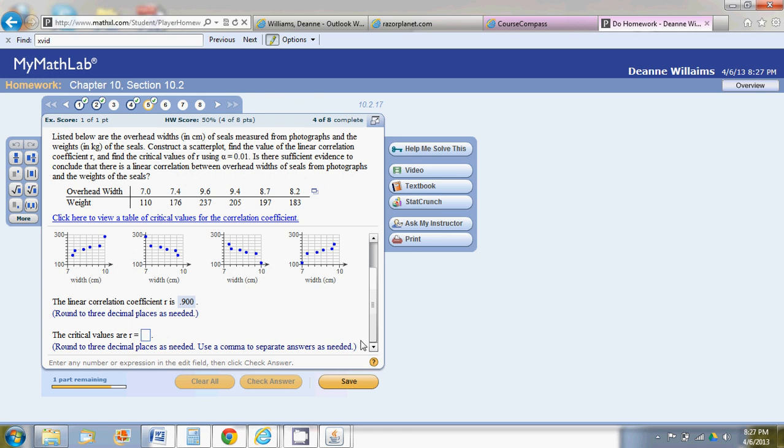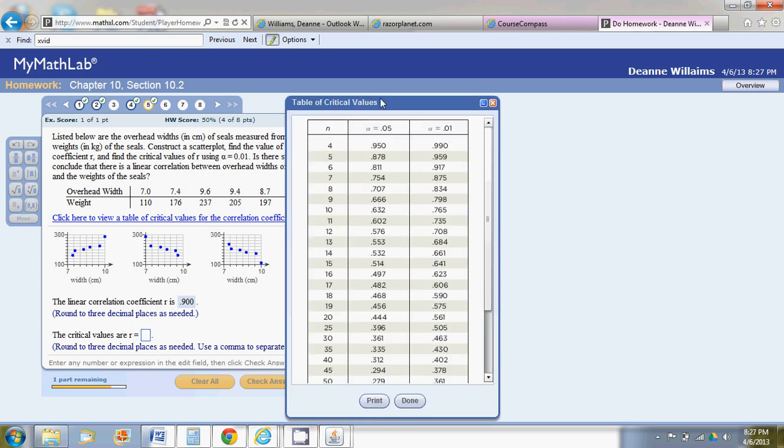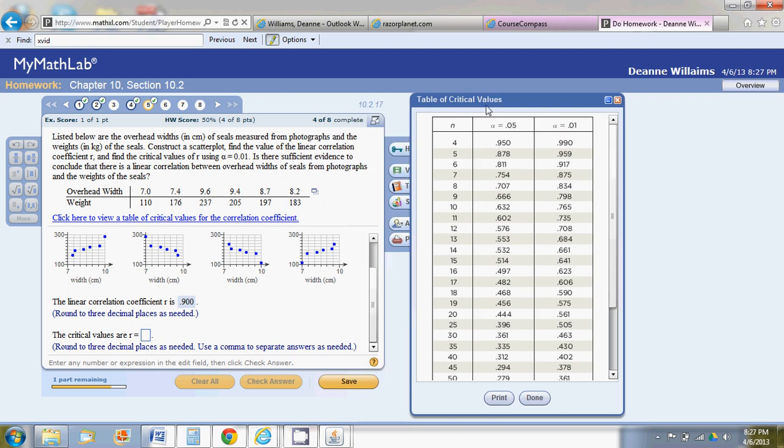Then we need to find the critical values. Here are the critical values. We can pop open a table within our homework and get that. We have a 0.01 significance level. It says that right there. And our n is going to be 1, 2, 3, 4, 5, 6. So here in this rightmost column, we'll go down to 6, and we see 0.917 is our critical value. And it actually wants a negative and positive value for that.